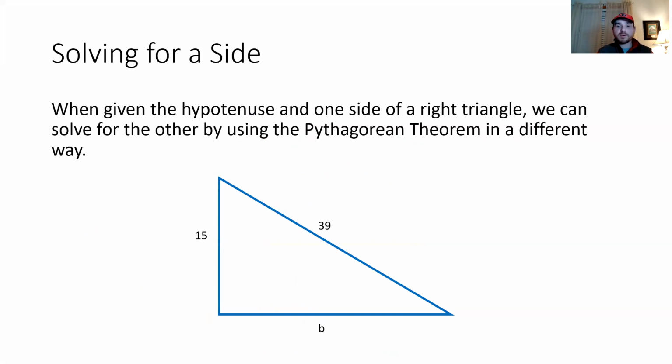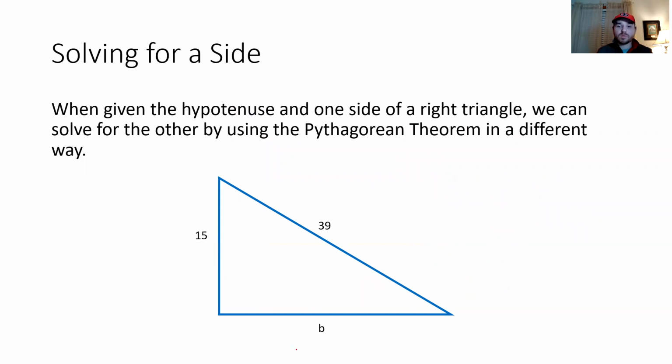Now, the other thing I want to review today is solving for a side. So hopefully at this point, everybody is comfortable solving for the hypotenuse. So if I give you a squared plus b squared equals c squared, and I tell you that a is 3 and b is 4, hopefully you know how to do this part. We get 9 plus 16 equals c squared. 25 equals c squared. And then we just square root both sides. Directly square roots. Hopefully everybody knows how to do that at this point in time.